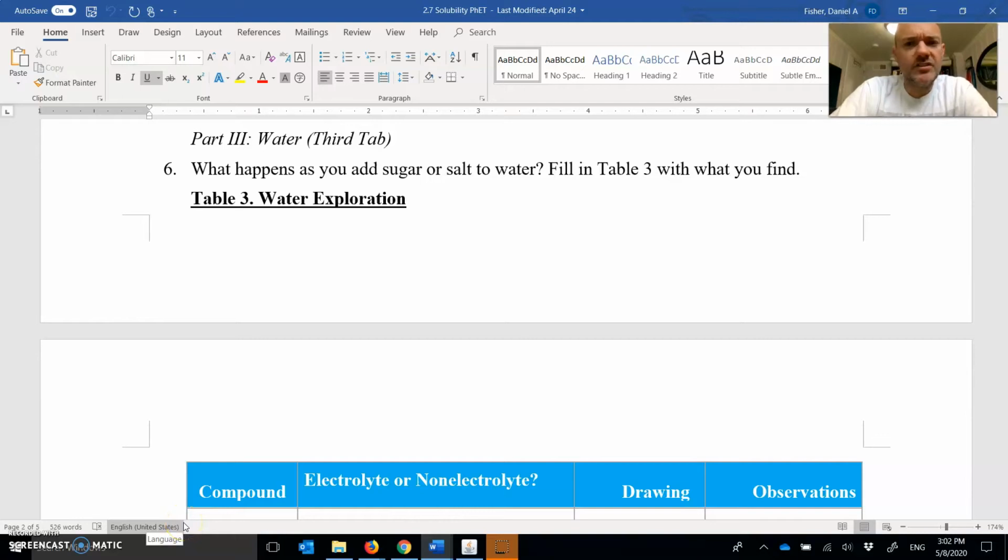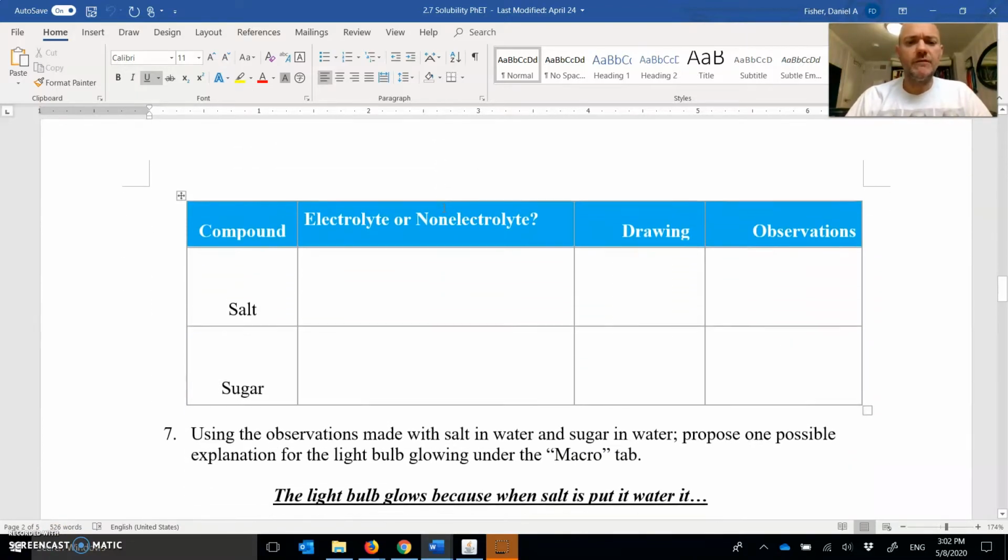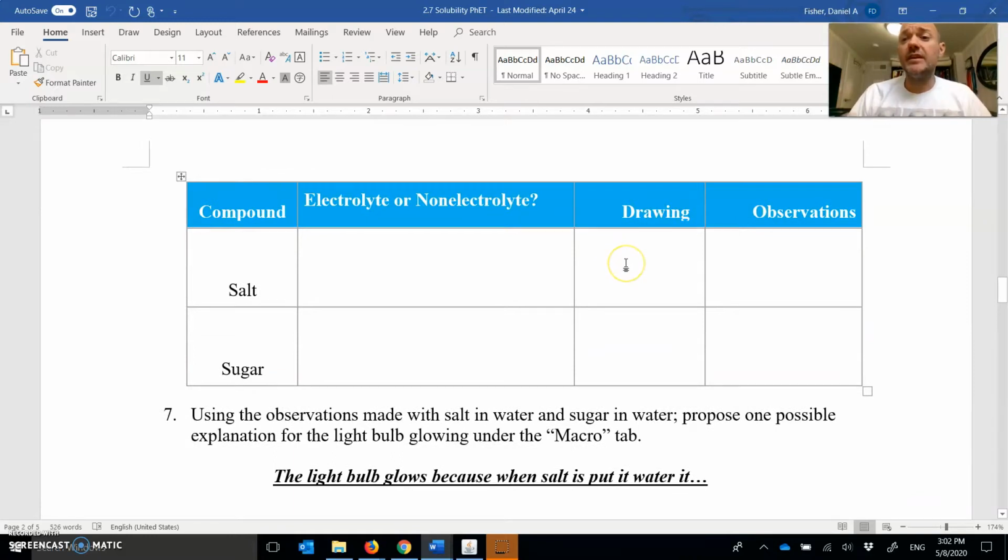Okay, second part of the solubility lab, the solubility PhET simulation. So we're going to start off on the water tab here, and we're going to think about what happens as we add sugar or salt to water. With this one, you're going to fill out this table. I'm going to recognize that the drawing part might be pretty difficult, and that's fine. I just want you to give me detailed observations of what you see.